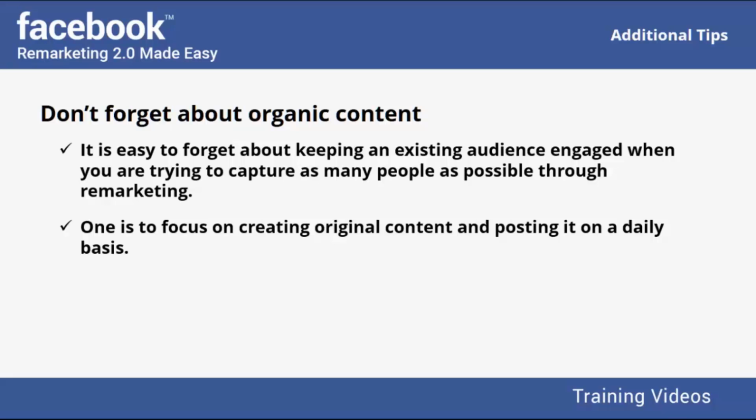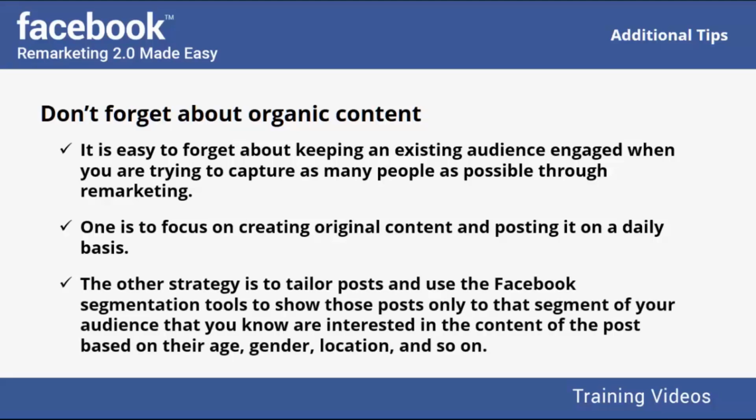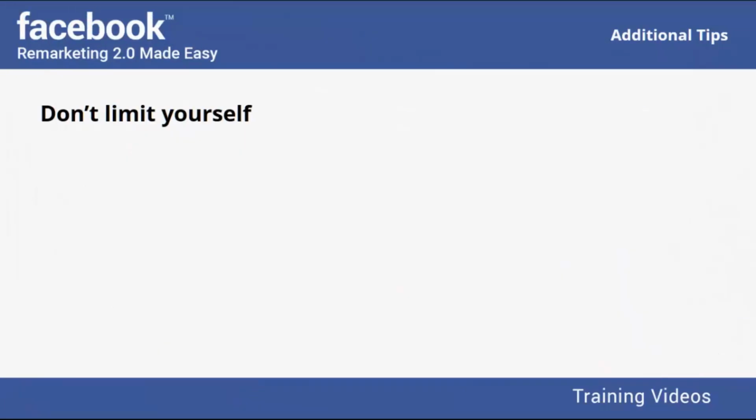Publish the content on your site and link it through your Facebook posts. That way, you may tempt visitors to buy something. The other strategy is to tailor posts and use the Facebook segmentation tools to show those posts only to that segment of your audience that you know are interested in the content of the post based on their age, gender, location, and so on.